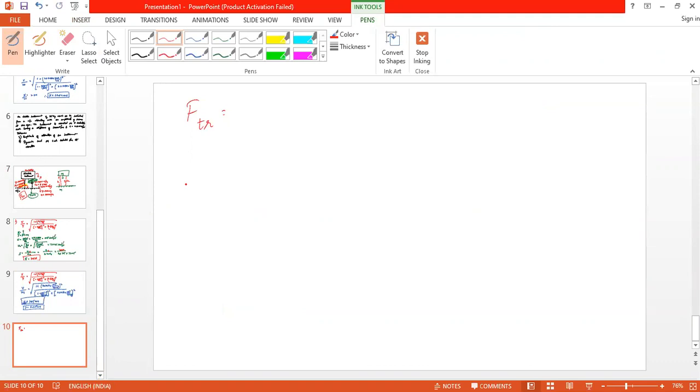So what is the force? It is the square root of (kx) whole square plus (c omega x) whole square.